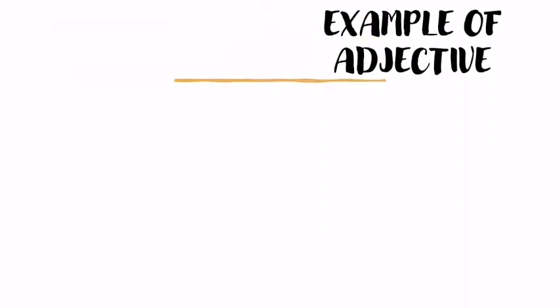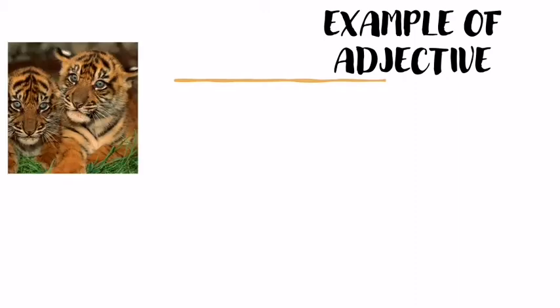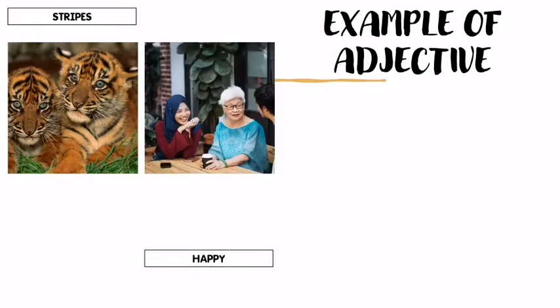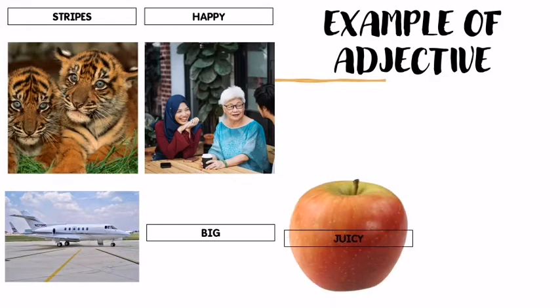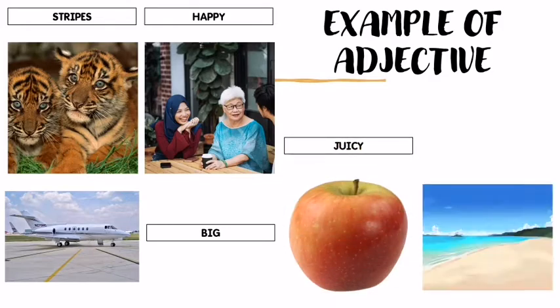Okay, now we go to examples of adjective. Okay, this is example of adjective. Okay, this one is stripe, happy, big, juicy, and also beautiful.